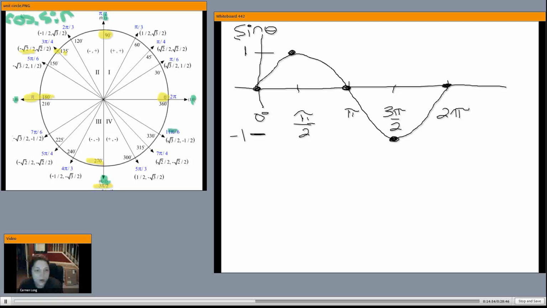It always starts at 0, 0, and you're always going to have these 1, 2, 3, 4, 5 points that are important, and they come straight from the unit circle. All right, so that's the sine curve.